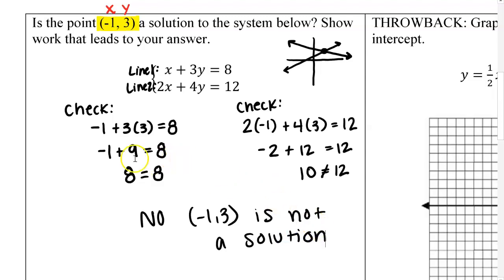If you get the first line to have the point on it, so that when you substitute the first point into the first line, you get an equation that is true, and you get an equation that is true for the second line when you substitute in the point, then your answer would be yes, -1, 3 is a solution.